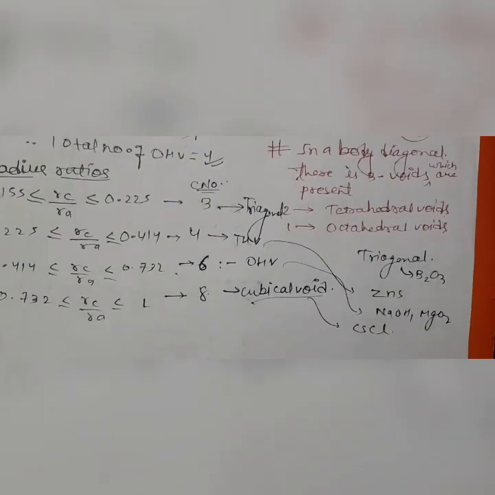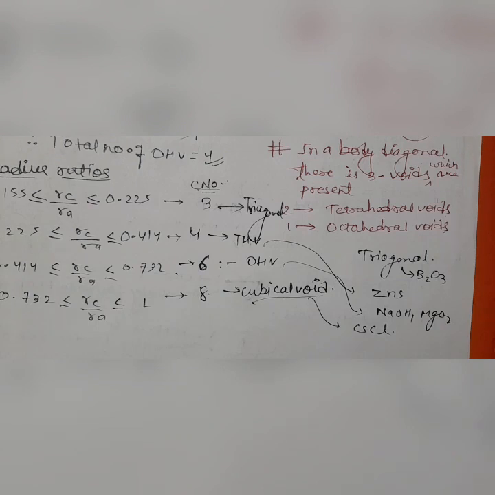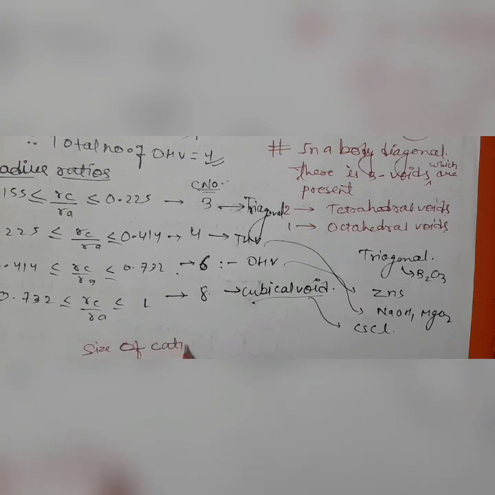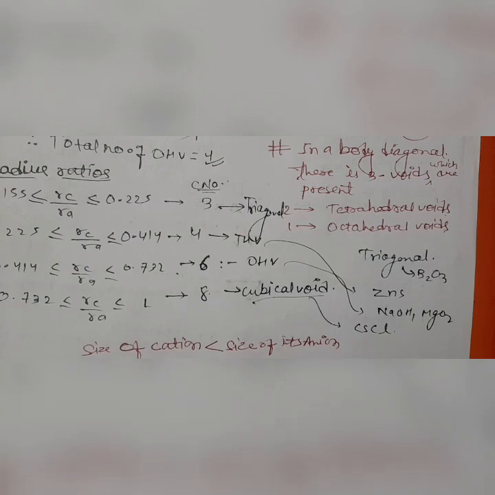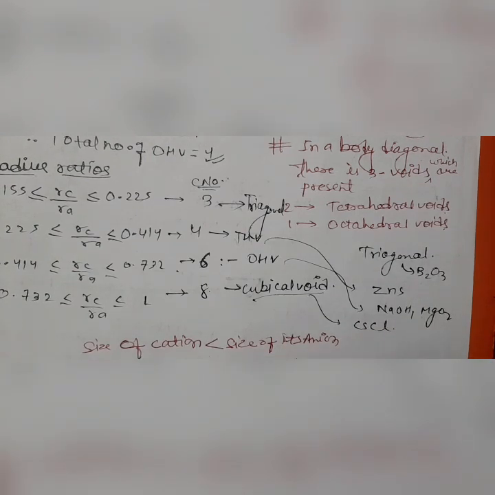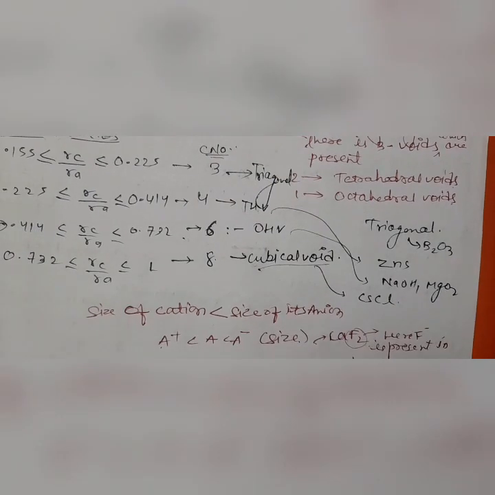Here, before we proceed further, I want to make you aware that most of the time the cation is the part of the compound present in the void. Why cation? Because the size of the cation is smaller than the size of its anion, so it is present in the voids. There are some exceptions, like CaF2, where F minus is present in the voids.